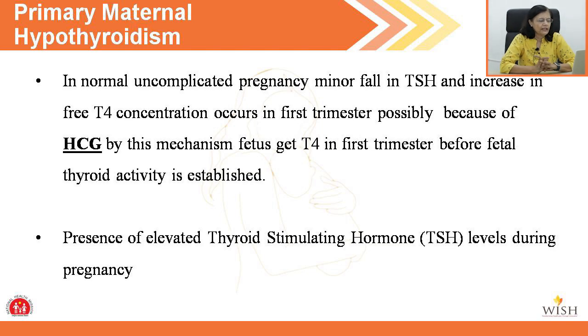Normally, during pregnancy in the first trimester, since there is an increased secretion of HCG, there is a slight increase in the free T4 concentration, because of which there can be a presentation like hyperthyroidism. But it is a normal physiological hyperthyroidism which doesn't need to be managed, and that is why there is a slight increase in TSH levels during pregnancy.